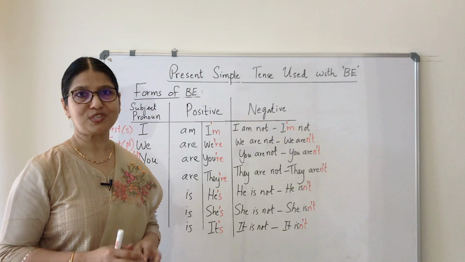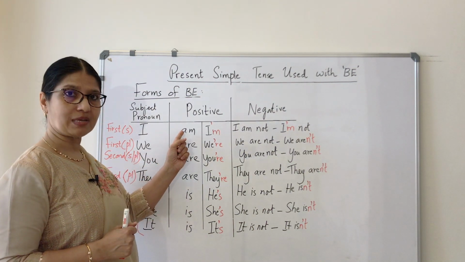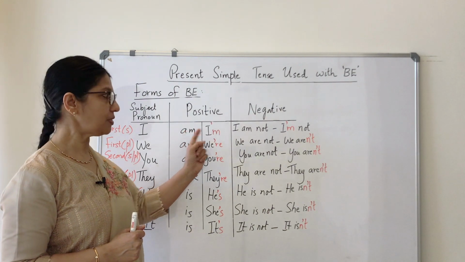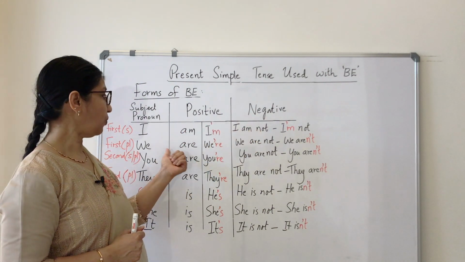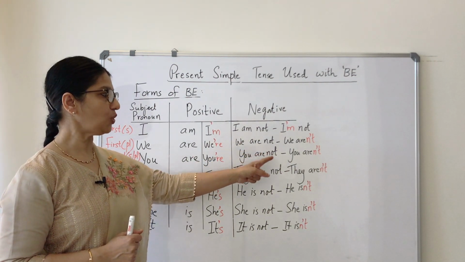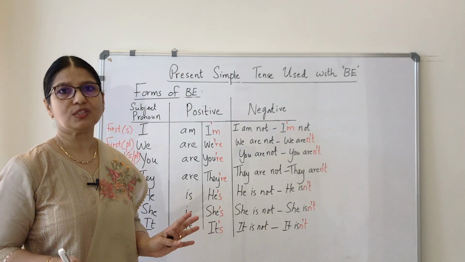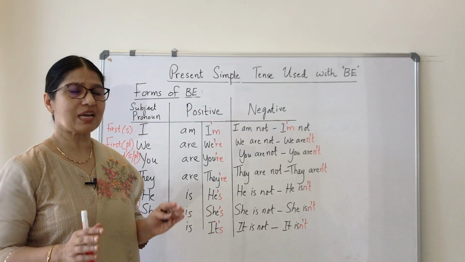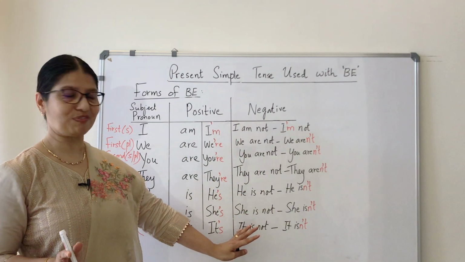Moving on to the formation of negatives. We have I am as the positive, that becomes I am not. We are becomes we are not. You are becomes you are not, and so on. So basically, what are we doing here to make the negative form? You just add not with a positive and you get a negative form.